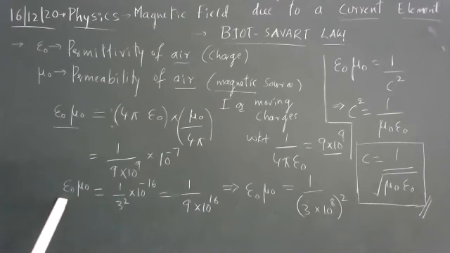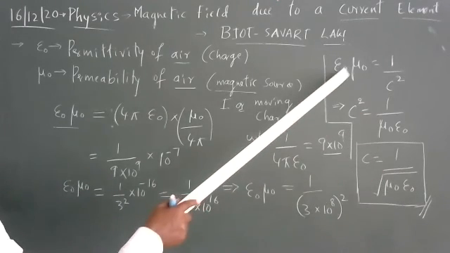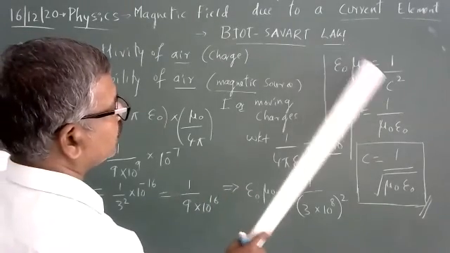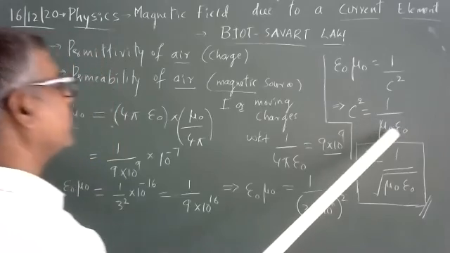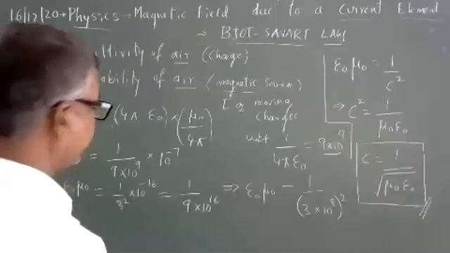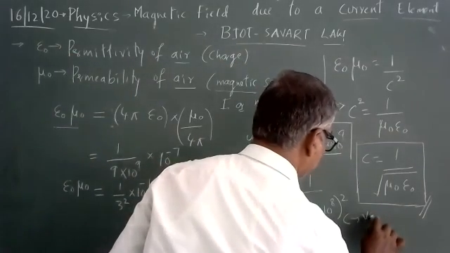This product, epsilon 0 mu 0, will give me 1 upon 3 square into 10 to the 16. So epsilon 0 mu 0 is 1 upon c square, which means c square comes here. Finally, c square equals 1 upon the product of mu 0 and epsilon 0, the permeability and permittivity. Then finally, c is the velocity of light. Do remember, c is a very interesting property. C, velocity of light.